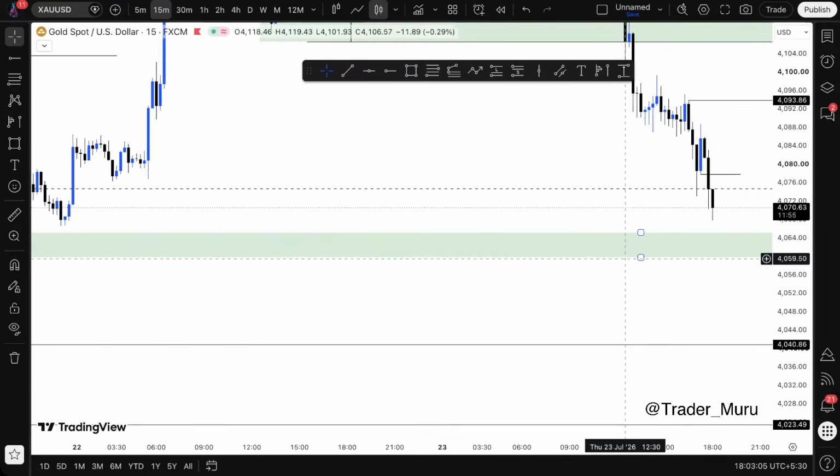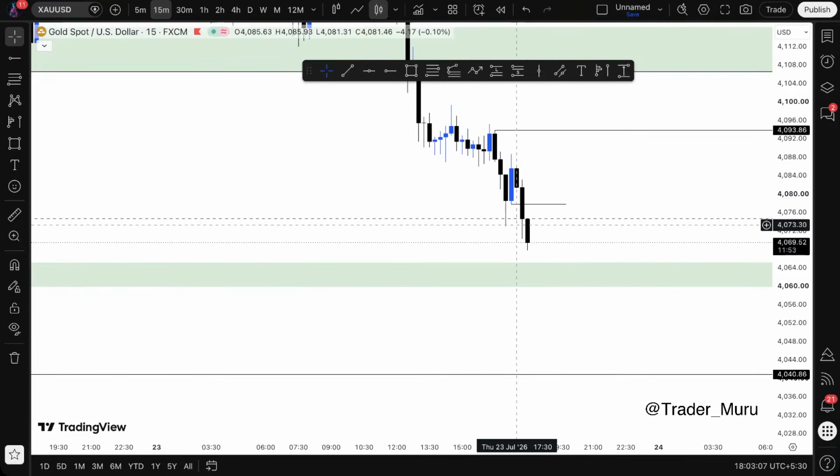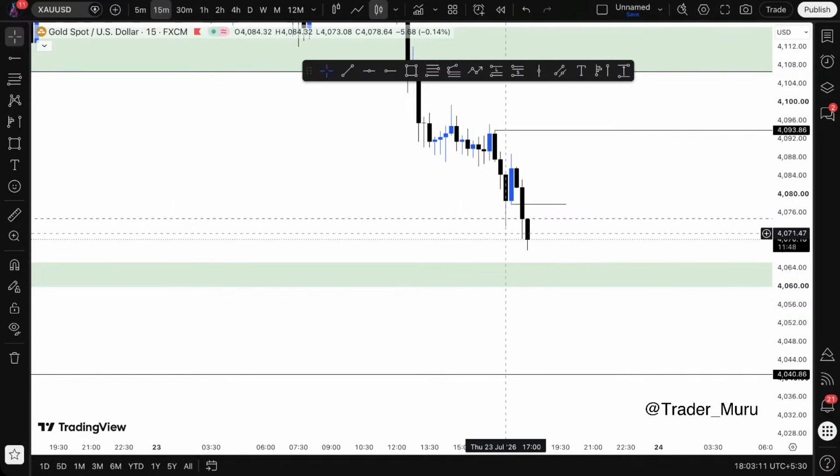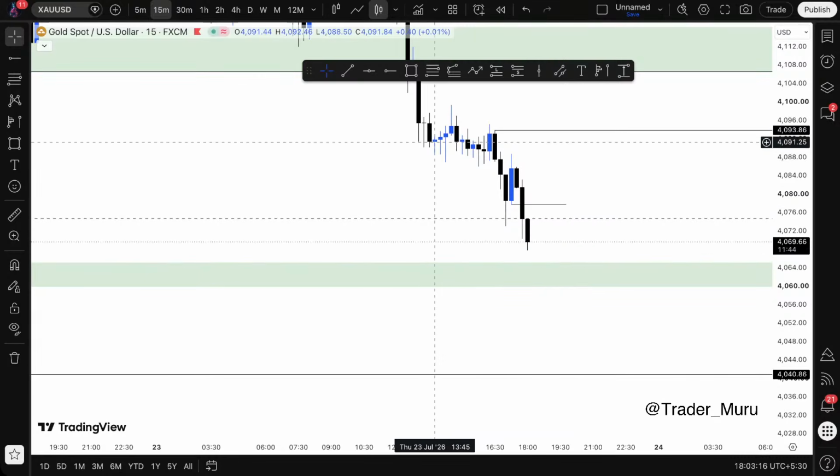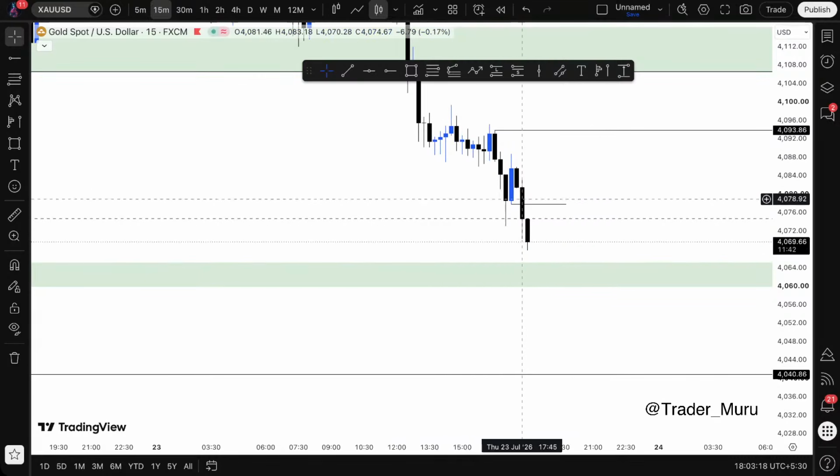Not much movement after news, but still bearish. As we said, candle close below. This was just a retracement. If it closes here, price will retest here and drop more. This is 15-minute bearish structure continuation.